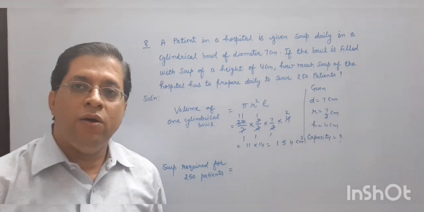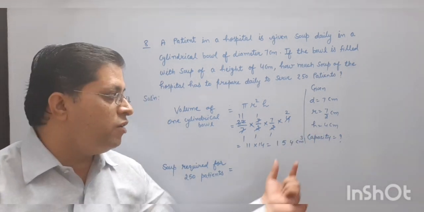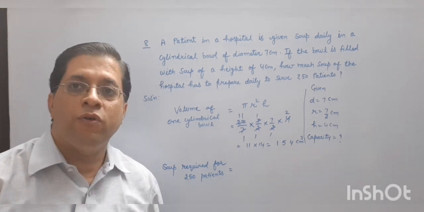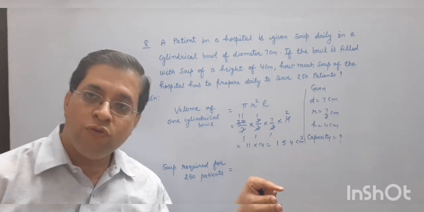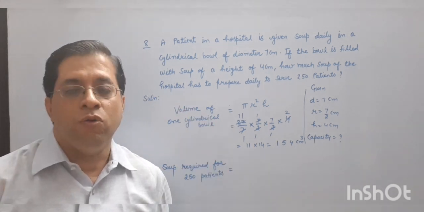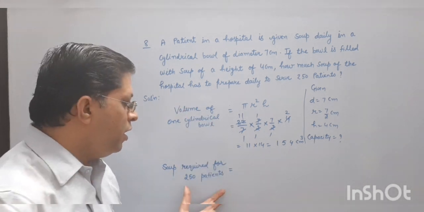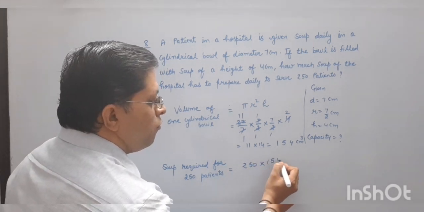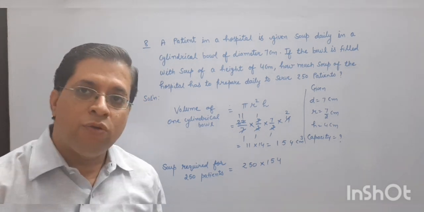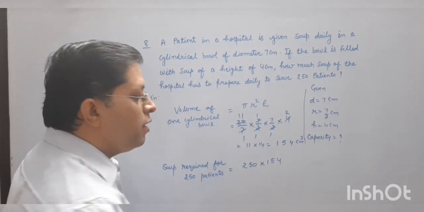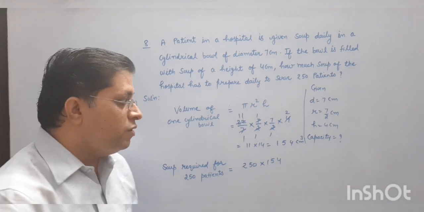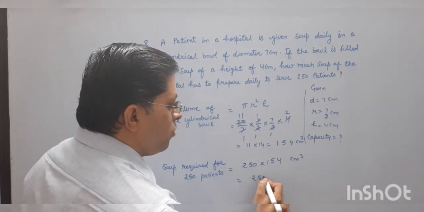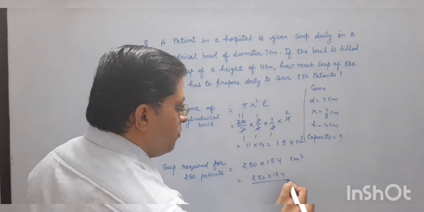Okay, now we have 250 patients. Each patient will get this volume of soup in the particular cylindrical bowl. Okay, there are 250 patients, so 250 into 154. You have to multiply it and then convert, because this is in centimeter cube, and you have to find capacity, so divide by 1000.